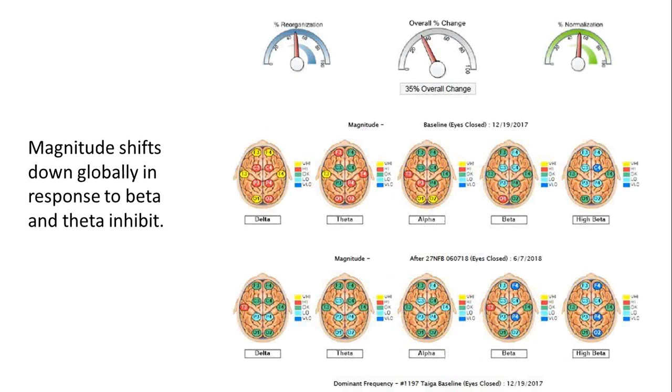In this slide, you can see the magnitude shifts down globally in response to beta and theta inhibit. So we inhibited theta and beta went down. You can see that theta is a little bit elevated and delta is a little bit elevated. And typically in this scenario, even alpha's a little bit elevated. And I usually tell people, train the theta down.